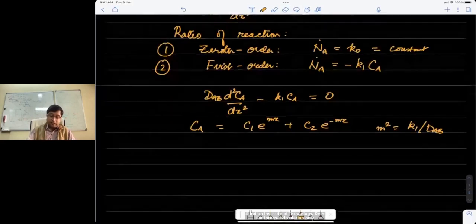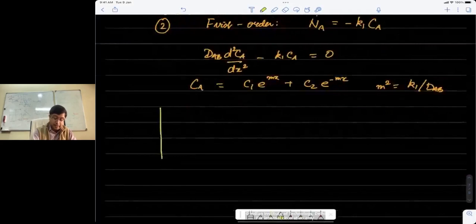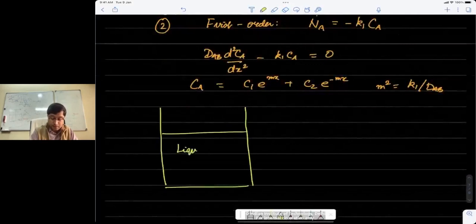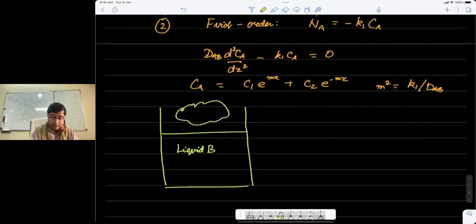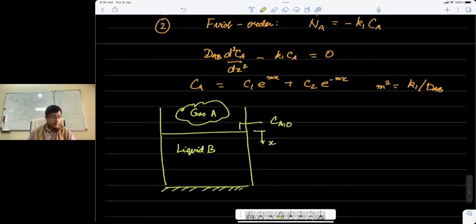Now let's look at one specific example where this can be applied. Say the system is something like this. We have a system in which, let's say, we have a liquid B exposed to A in the gas phase. Let's say the bottom surface is impermeable. All surfaces are impermeable, but the bottom surface is definitely impermeable. Say we define our coordinate system from the interface, and let's say that we know the concentration of A here, CA0, from some thermodynamic relationship. If the height of this liquid is L, then I need to apply two boundary conditions to obtain this solution, to obtain C1 and C2.